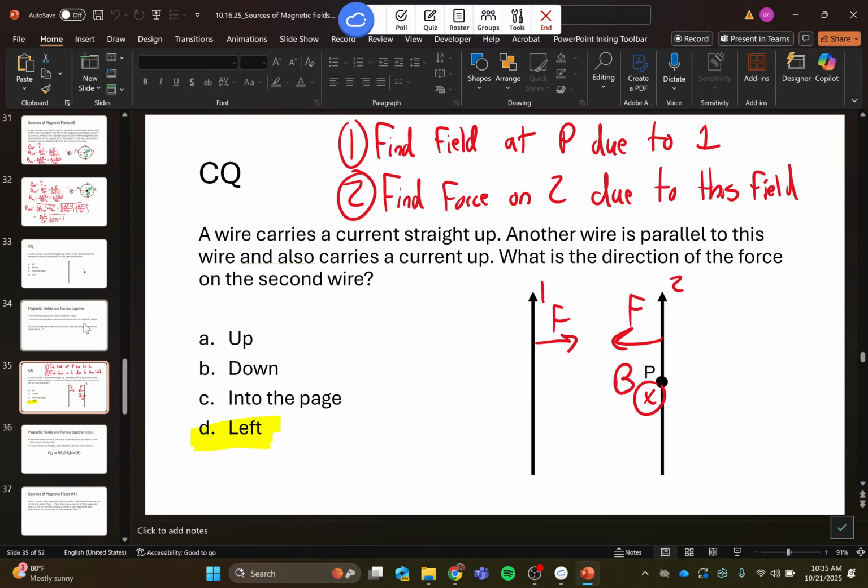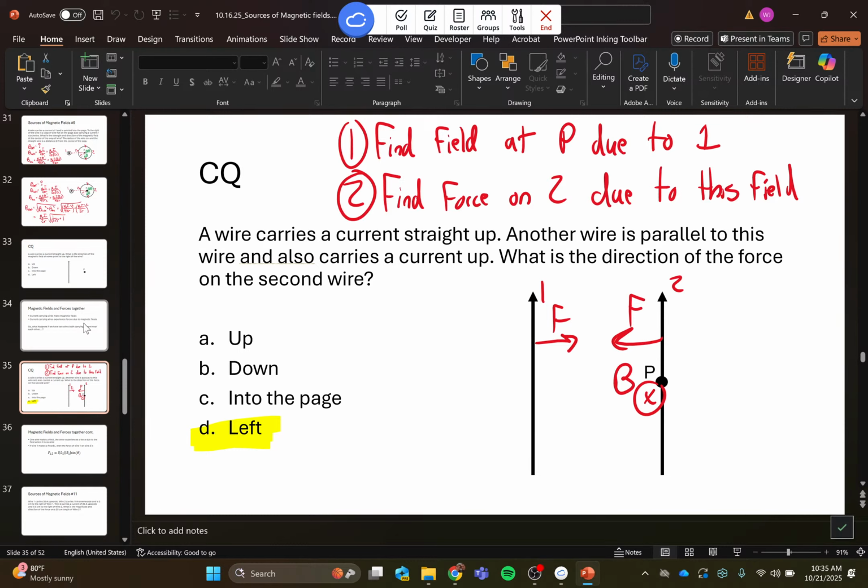One makes a field, the other experiences a field. The same reason two point charges affect each other. One makes a field, the other experiences a field. These are great problems because they put everything together. They test if you can do all the pieces together. And so we just did a conceptual one of what direction those forces will be.